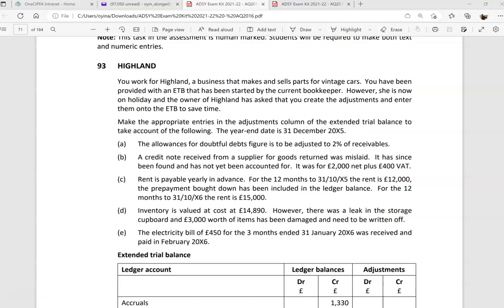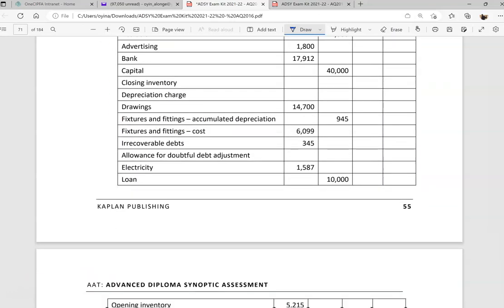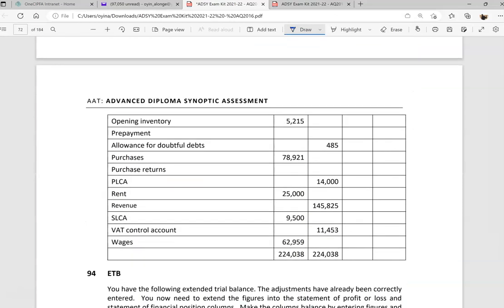Right, question 93. We have some adjustments to adjust the trial balance with. The first adjustment says there's an allowance for doubtful debts to be adjusted by 2% of receivables. So let's look at the situation. What do we have? Let's look at the sales ledger control account, because this is the balance in question.